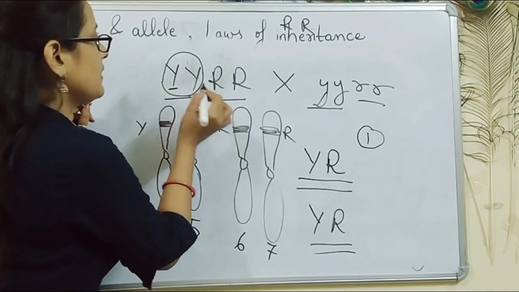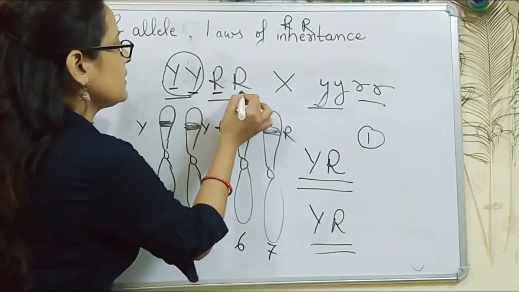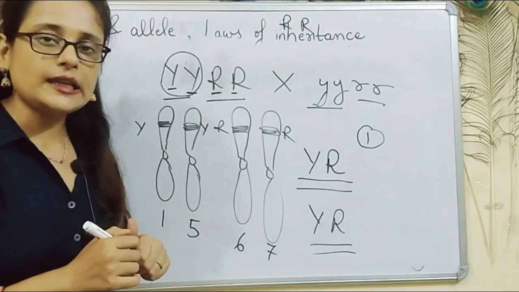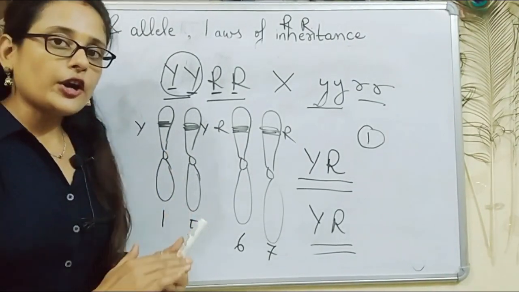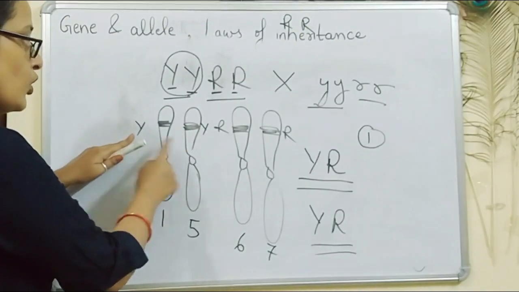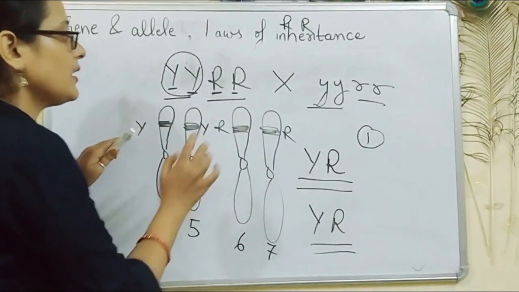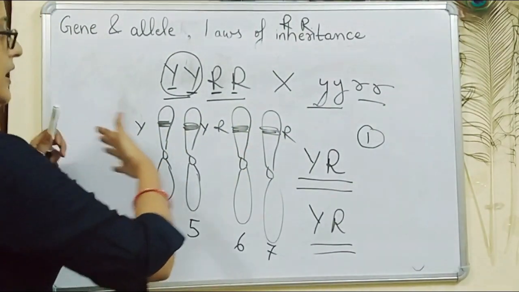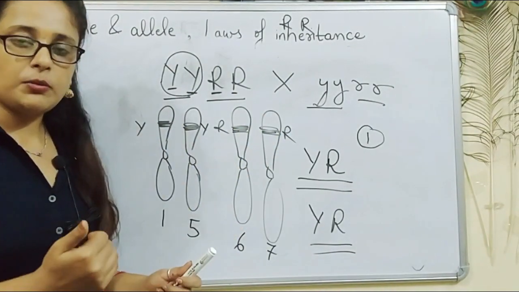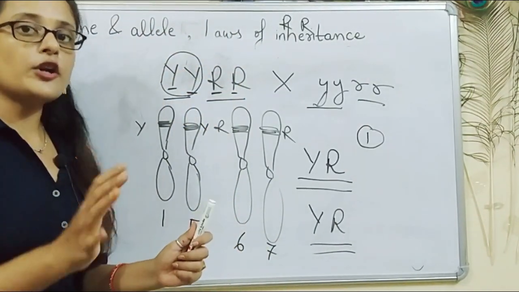So this capital Y has moved with this capital R. In another gamete, this small y and this small r will enter. So every gamete will have at least one allele according to law of segregation. According to law of independent assortment, this capital Y can move with this capital R, or this capital Y can move with this small r, because these are only 4 chromosomes. There are 14 chromosomes over here, and every chromosome is having many genes. When gamete will be produced, 7 chromosomes will enter into one, another 7 will enter into another, according to meiosis.